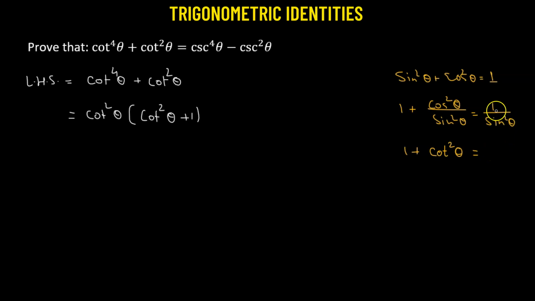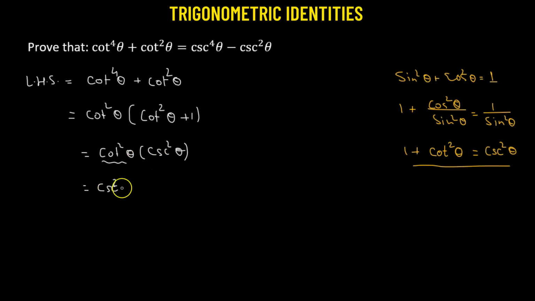And we know that the cosecant function is the reciprocal of the sine function. So we are going to get cosecant squared theta. That means we are going to use this particular identity here. And we can rewrite cotangent squared theta within the parentheses and replace it with cosecant squared theta. Now we can also convert this cotangent squared theta to cosecant squared theta. All we have to do is rewrite it as cosecant squared theta minus 1 multiplied to cosecant squared theta. Now let's distribute cosecant squared theta with the two terms within the parentheses.